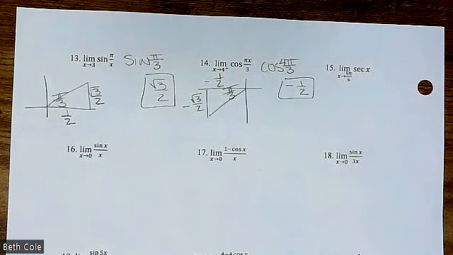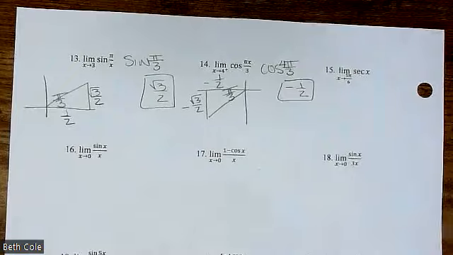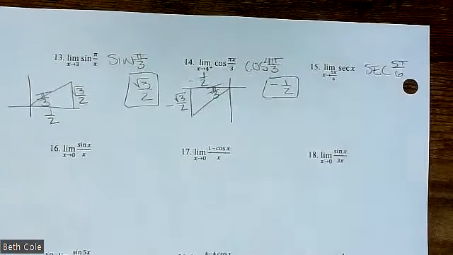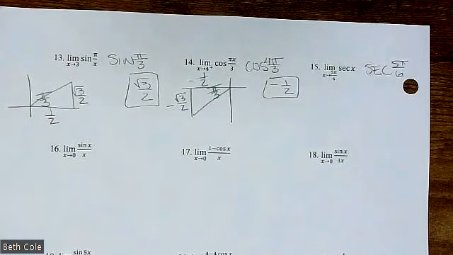And then last one of those, you're just plugging in 5 pi over 6 for x. So it's secant of 5 pi over 6. And we're just going to evaluate that. This is really just review of unit circle, which I love. I love the unit circle. You all do too. Yeah.